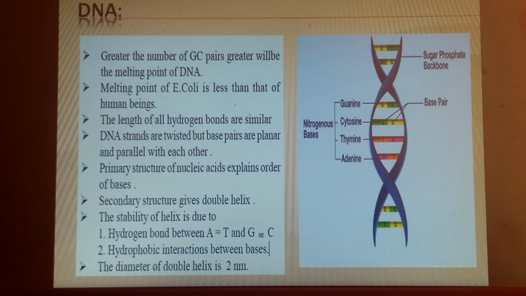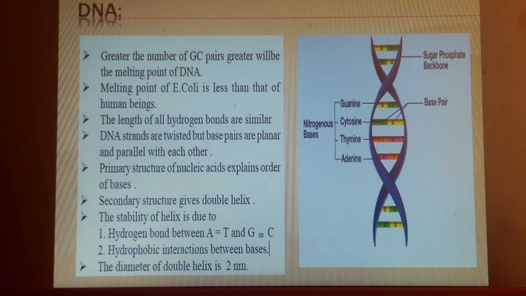So adenine and thymine are bonded with 2 hydrogen bonds, and guanine and cytosine are bonded with 3 hydrogen bonds. So the stability of the helical structure is due to these hydrogen bonds. And one more important thing is hydrophobic interactions between the bases. There will be an interaction between the bases that also will be holding the strands with one another.